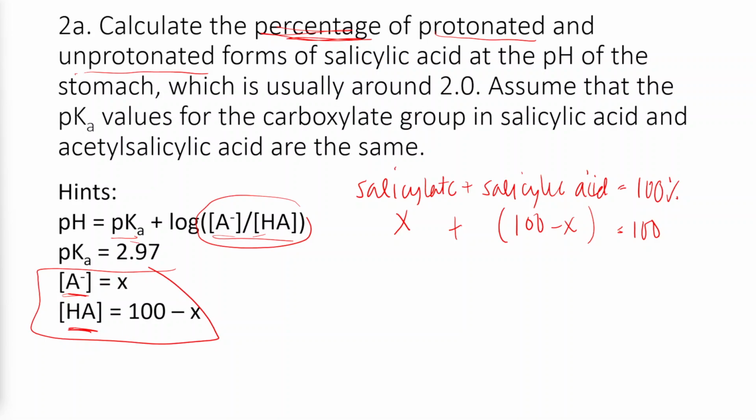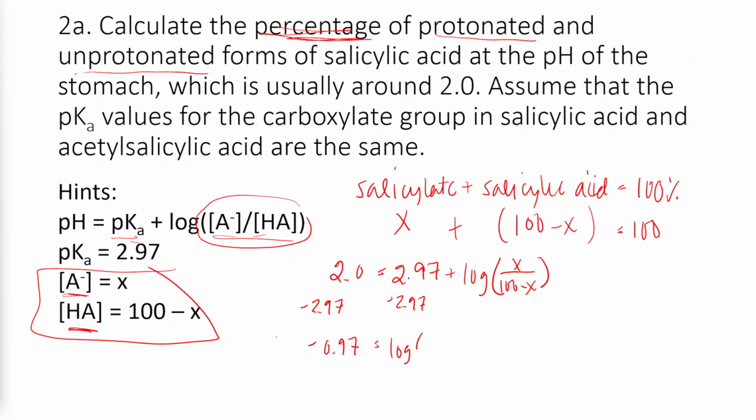Does that kind of make sense for everyone? So once you've set the salicylate and the salicylic acid, you know your pKa and we know our pH. So now we can go ahead and try to solve for X. Our pH is 2, the pH of the stomach. Our pKa is 2.97. And then we add the log of our ratio of salicylate, which is X, divided by salicylic acid, which is 100 minus X. To solve from there, you can subtract 2.97 from both sides and get negative 0.97 equals log of X over 100 minus X.